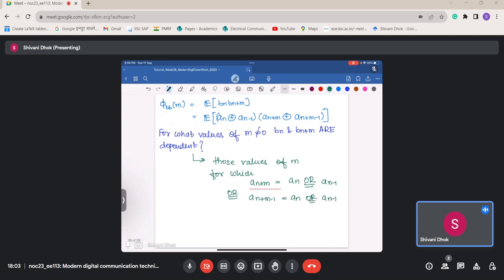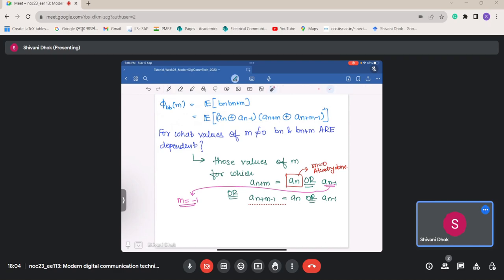So if an plus m is equal to an, then m will be equal to 0. So that case we have considered. So this case is for m equal to 0, already done. So I can just remove this. So what we need to do is, for an plus m should be equal to an minus 1. So from here, this implies m equal to minus 1. Okay, for that situation, this will be a dependent quantity.